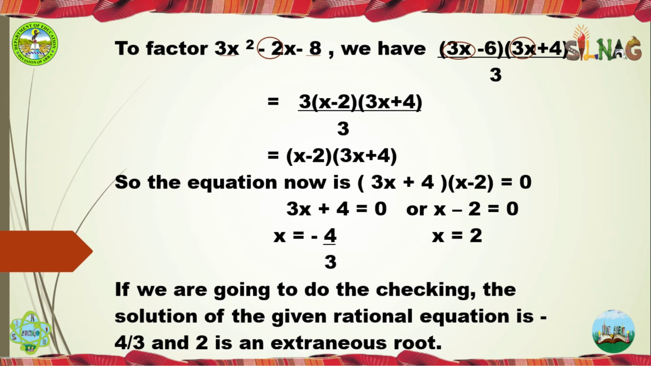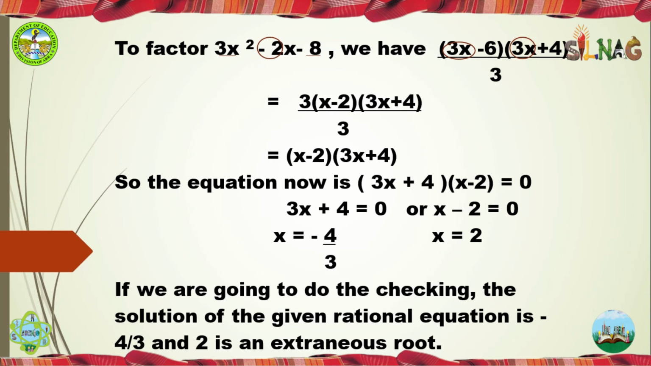So the equation now is the quantity of 3x plus 4 times the quantity of x minus 2 is equal to 0. Then if 3x plus 4 is 0, your x is equal to negative 4 thirds. Because 3x is equal to negative 4, then to solve for x, you divide the two sides of the equation by 3. So your x now is negative 4 thirds.